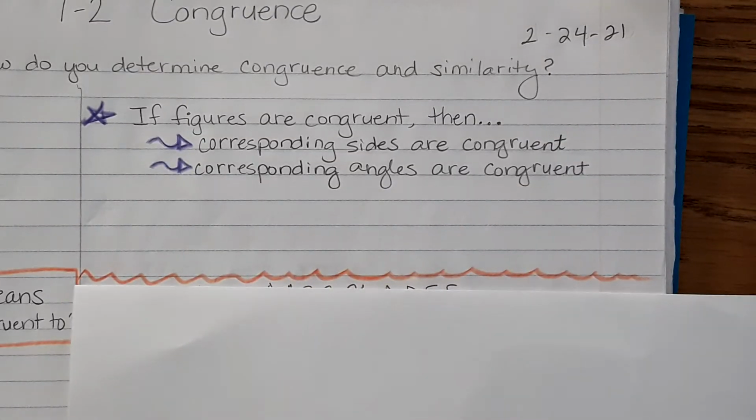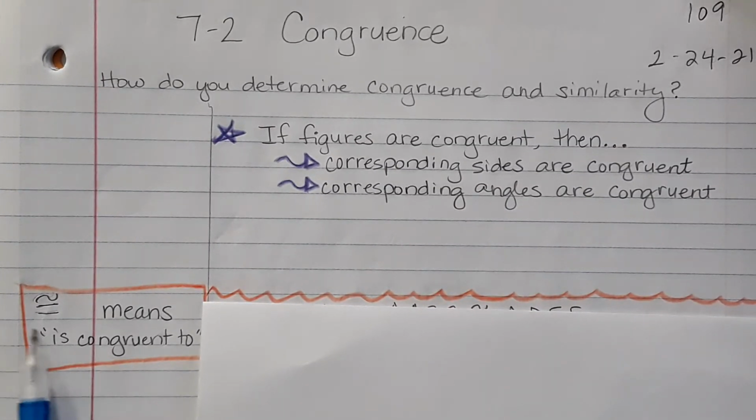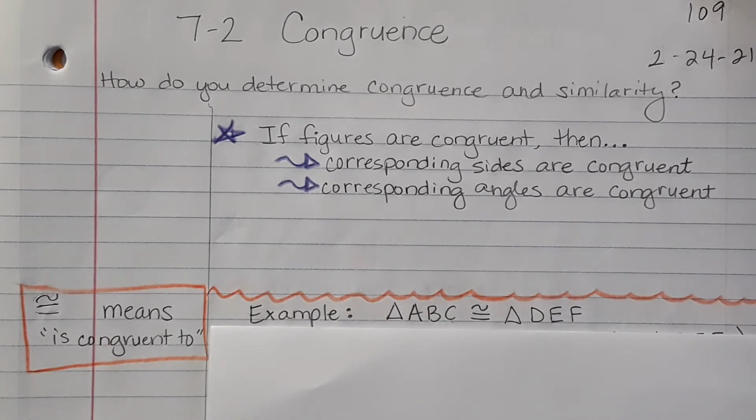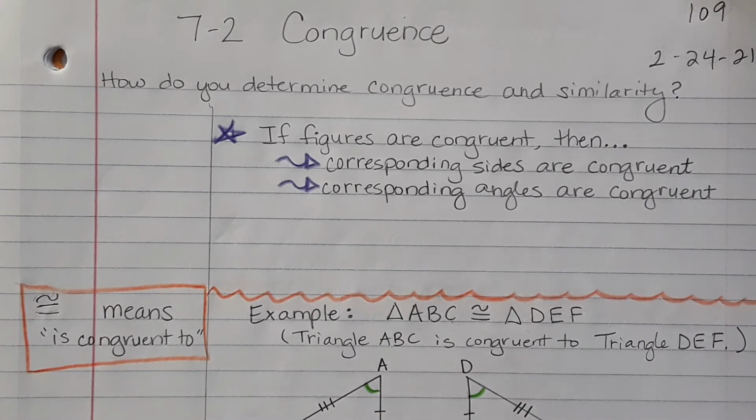So this symbol right here, with the equal sign and the squiggly on top, it means is congruent to. So for my example, triangle ABC is congruent to triangle DEF. And that's how you say it.